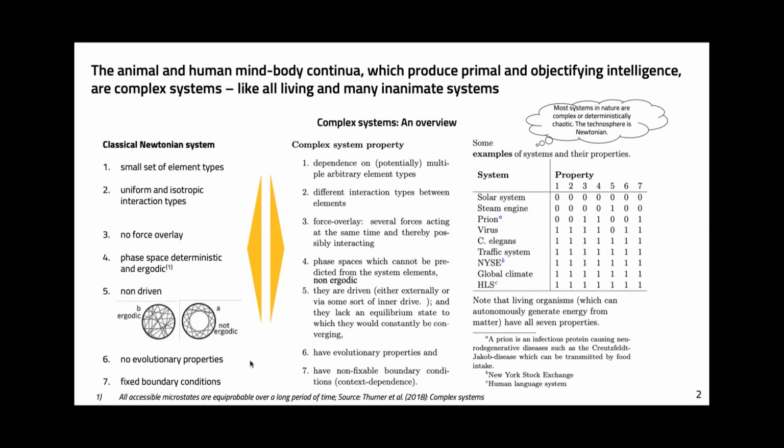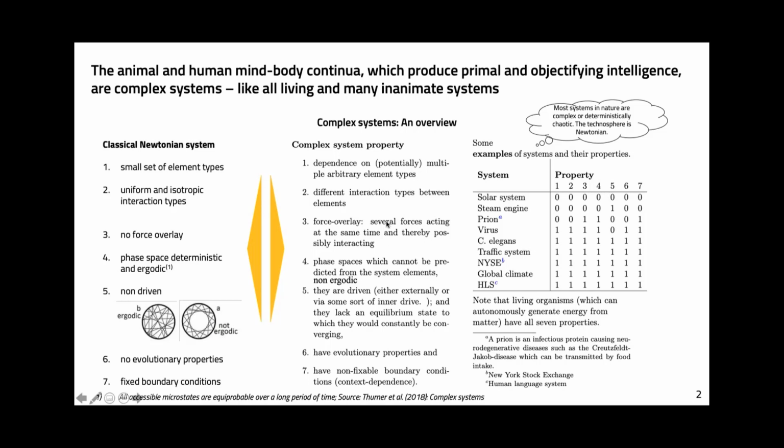But basically, ceteris paribus, I can just take such a Newtonian system out of its context. Now, complex systems are completely different. They depend on multiple arbitrary element types. They have different interaction types between elements. They have force overlay, so that means that several forces act at the same time and also interact.